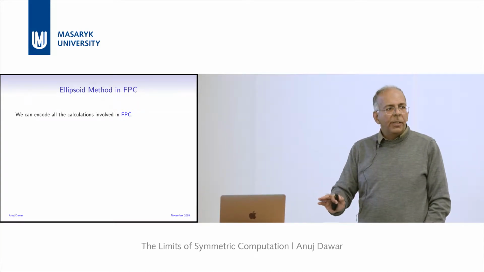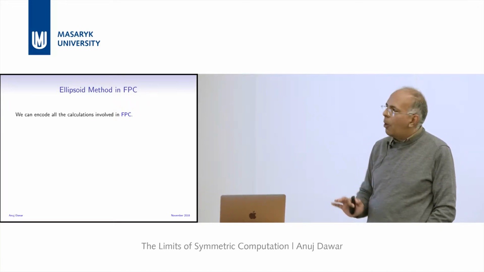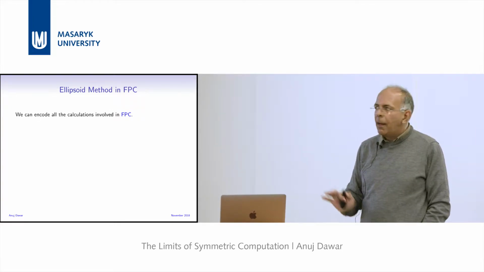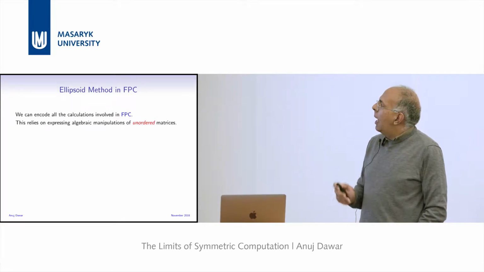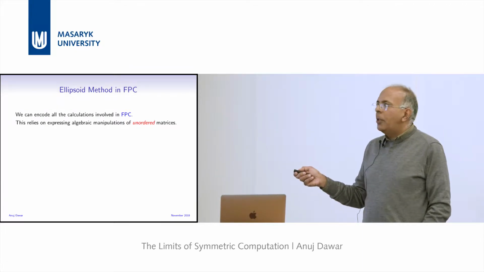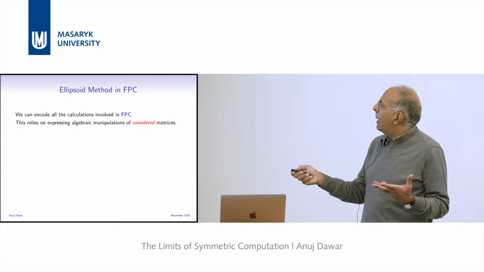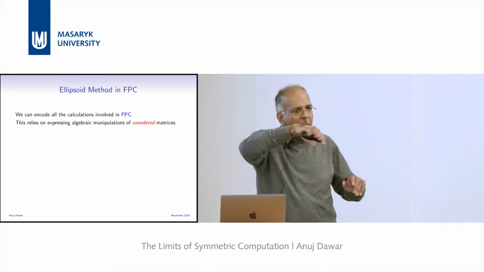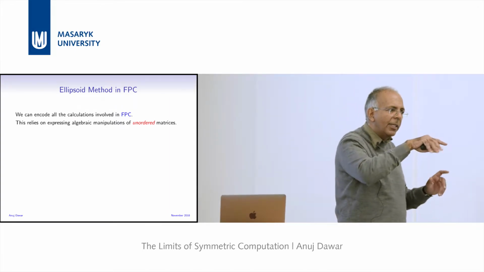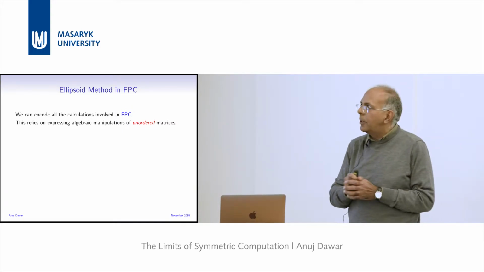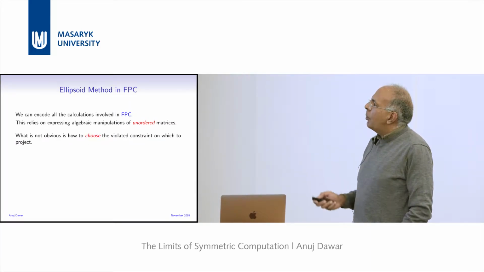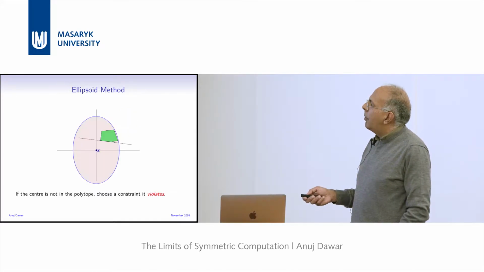Now, why can we do this symmetrically? All the calculations involved, because they're over an ordered domain of rationals, we can do in FPC, right? Even though we have to make sure that we're manipulating matrices in a symmetric fashion, which means all our calculations have to be invariant under permutations of the rows and columns. That's all fine. What's not so obvious is how to choose the violated constraint, right?